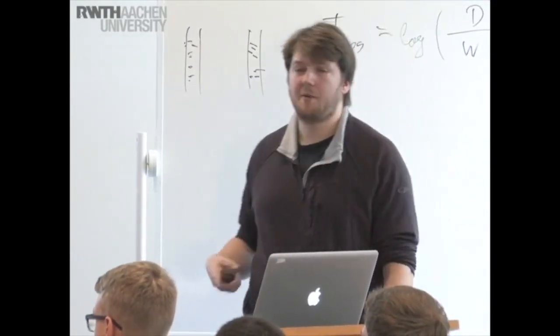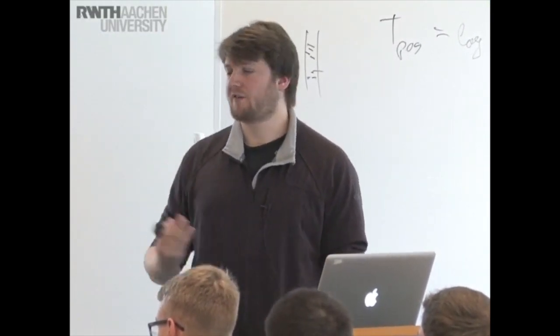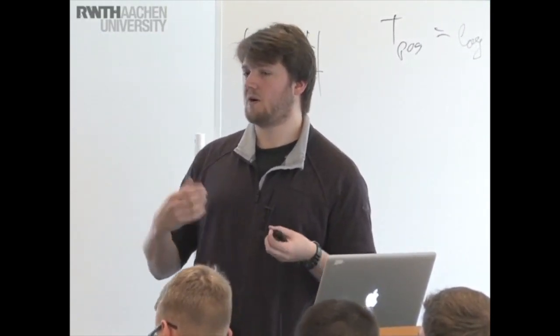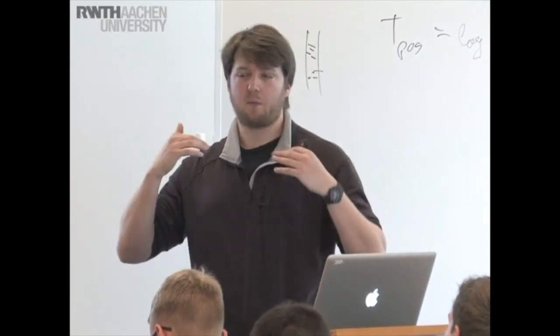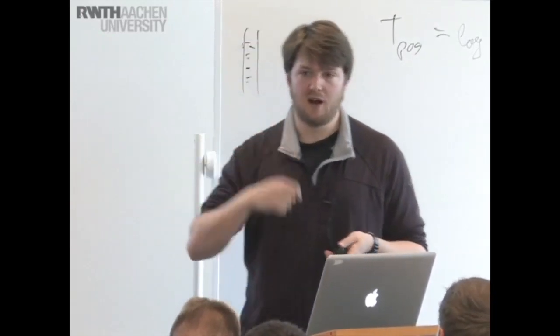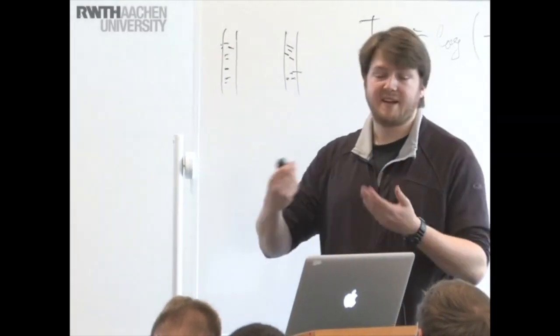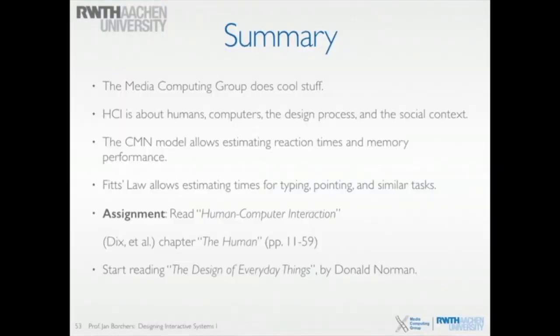Then we've talked a little bit about the CMN model, which is a rough model that allows you to estimate how long a person needs to work something out and react to something. The example was clicking the button when the light comes on. And then Fitts' law, which we've shown, estimates how long it takes to reach a target. So if I have to press a button, how long does it take me roughly to get there and click it?